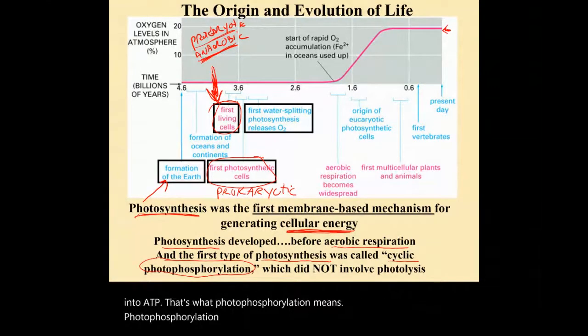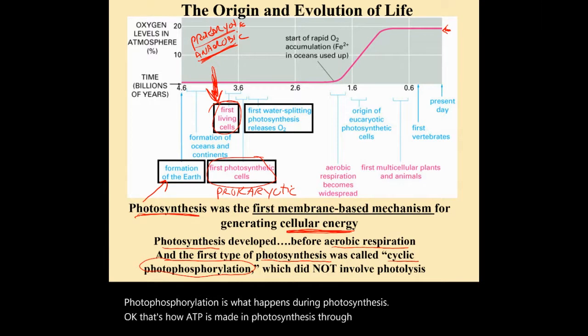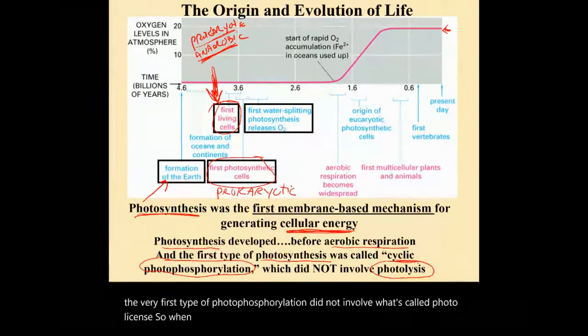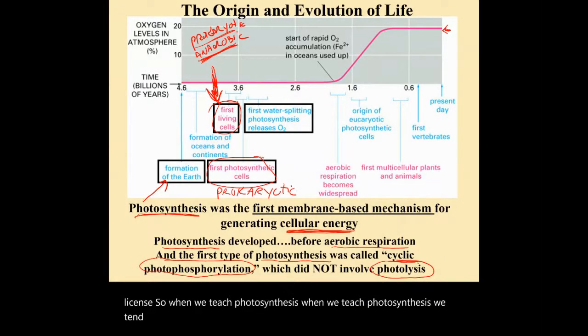Photophosphorylation is what happens during photosynthesis. That's how ATP is made in photosynthesis, through photophosphorylation. And the very first type of photophosphorylation did not involve what's called photolysis. So when we teach photosynthesis, we tend to always talk about this process called photolysis that takes place.